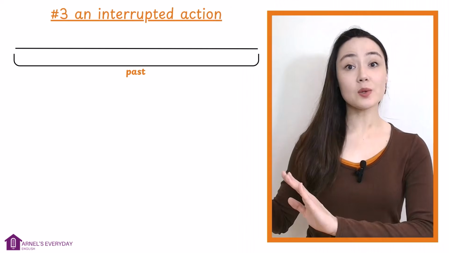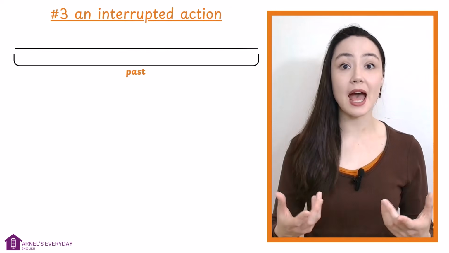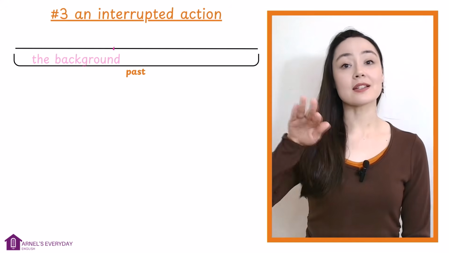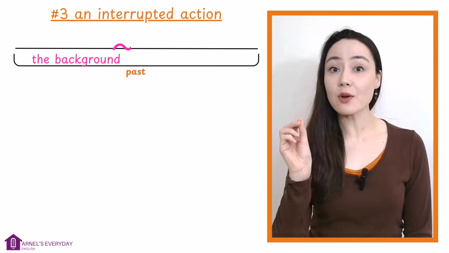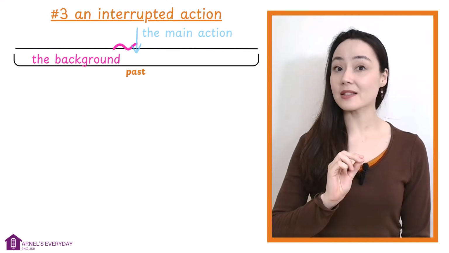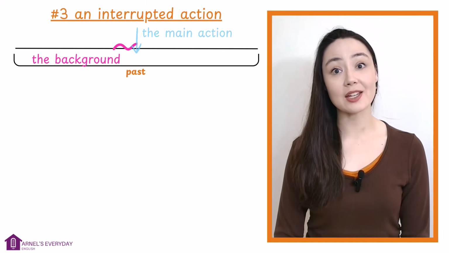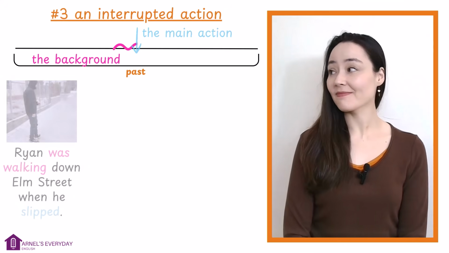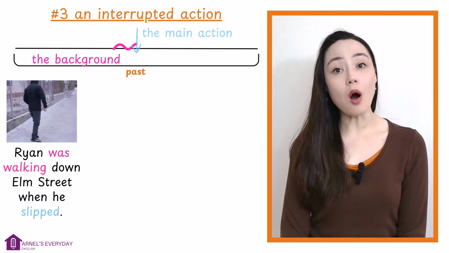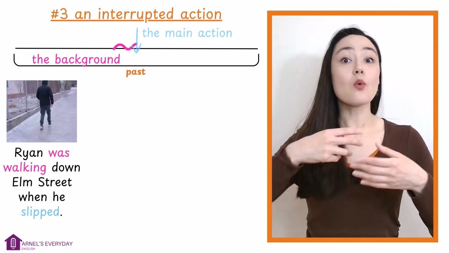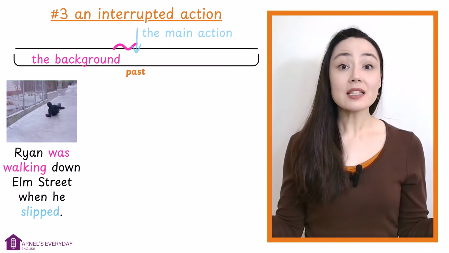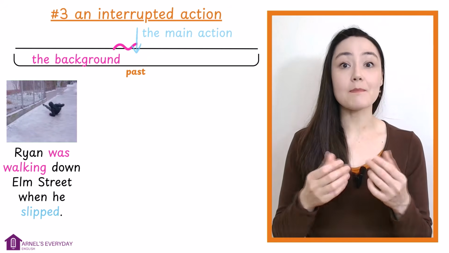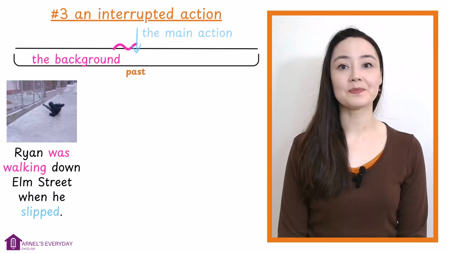The past continuous is an interrupted action. This is what usually happens. Past continuous, the background action; past simple, the main action. Let's do a few examples. Ryan was walking down Elm Street when he slipped. The past continuous is interrupted by the past simple.